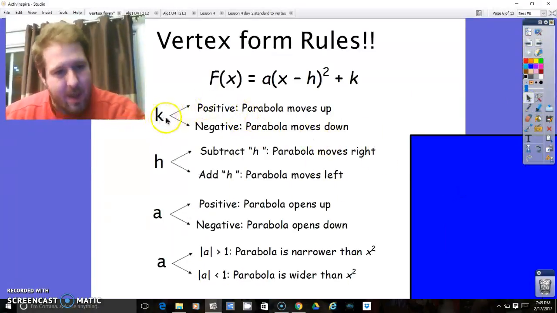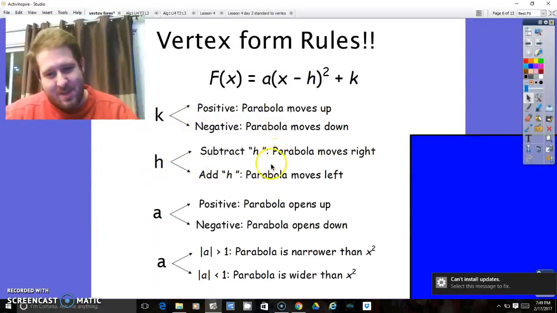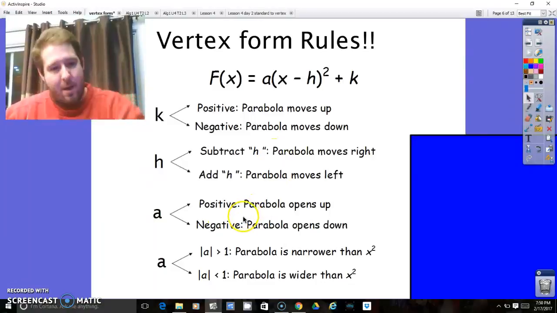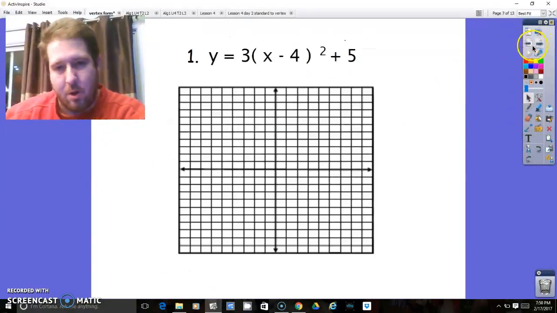As you can clearly see right here, k moves it up and down, h moves it left to right. And a does two things. It determines whether it opens up or down, but it also determines if it's narrow or wide. All right, so those are your rules.